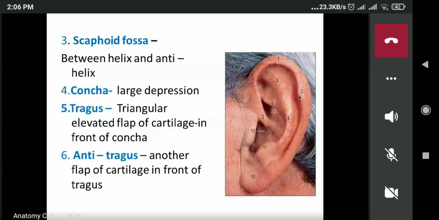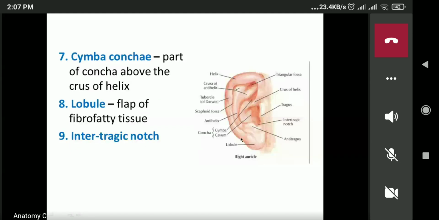Then there is a larger depression in the lateral surface, known as the concha. In front of the concha, there is the triangular flap of cartilage, which is the tragus. Opposite the tragus, or behind the concha, there is another flap of cartilage known as the antitragus. Between the tragus and antitragus, there is the intertragic notch. And this is the lobule of the ear, which mainly consists of fibrofatty tissue. Above the concha, there is another depression known as the cymba conchae. The concha and the cymba conchae are separated by the crus of the helix.